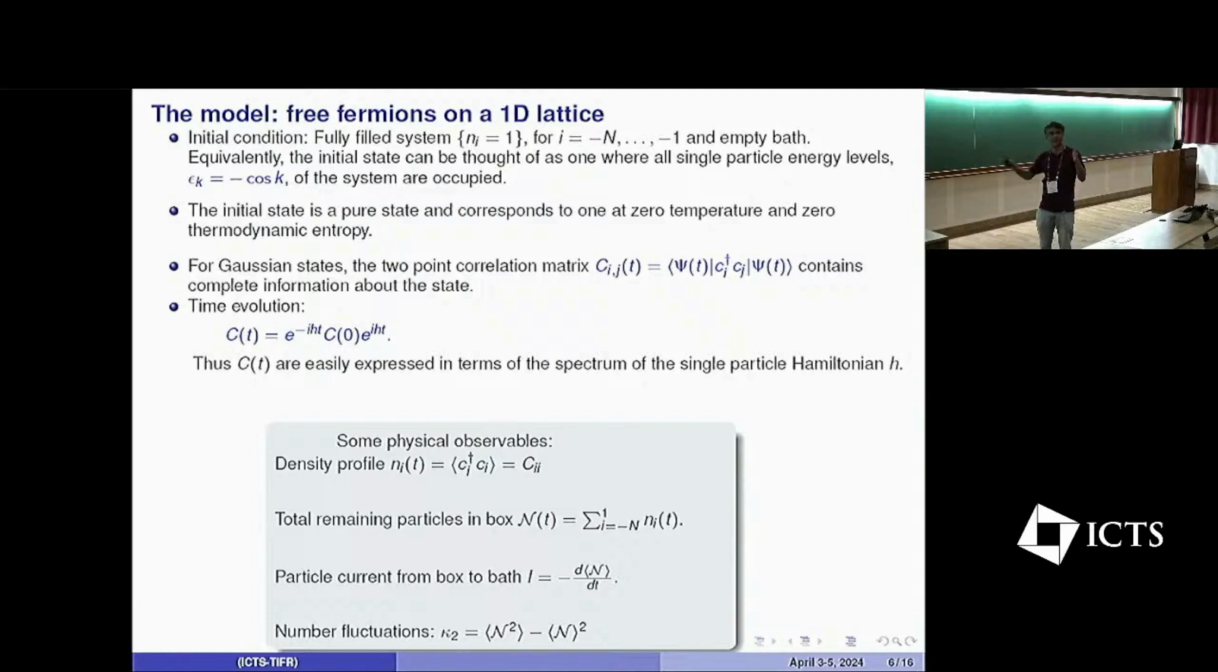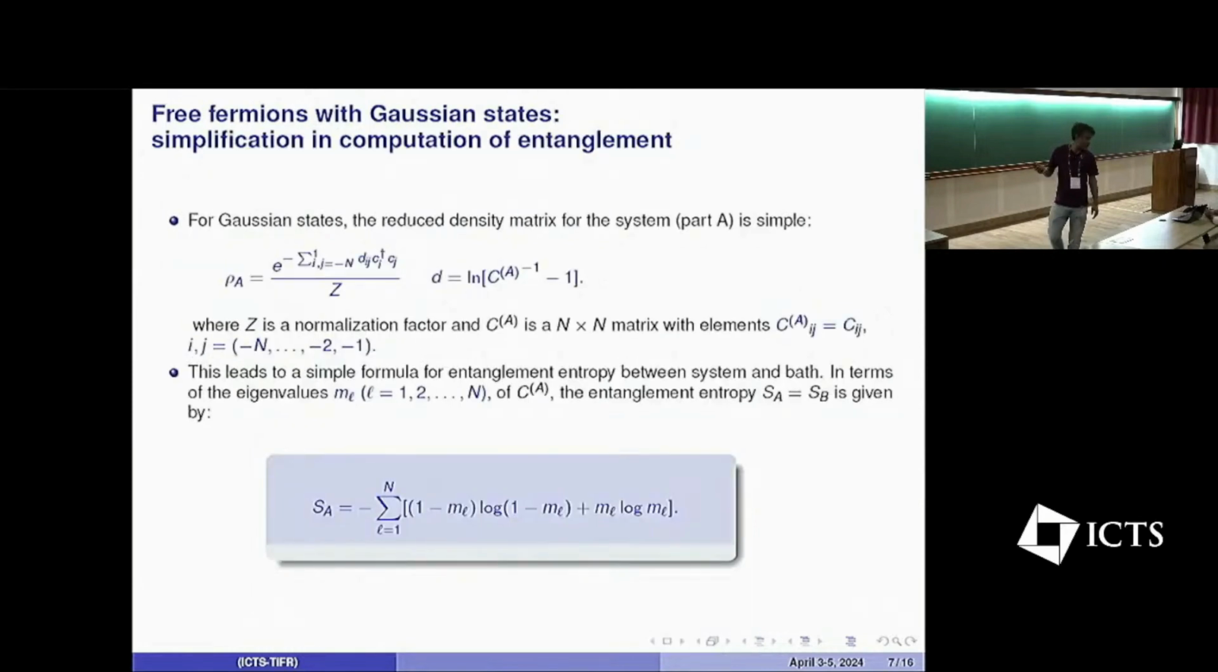Initially it's a step profile, how does it evolve? What is the total number of particles remaining at any time? What is the fluctuation in this number, and so on. And then you can also compute things like the entanglement entropy. Again, for this non-interacting system, if you focus on Gaussian states, then there's a simple calculation. Just using the correlation matrix, you can compute the entanglement entropy by diagonalizing this correlation matrix on the subsystem.